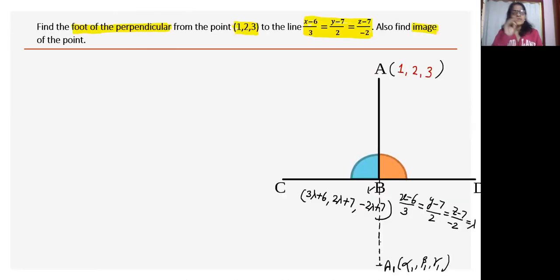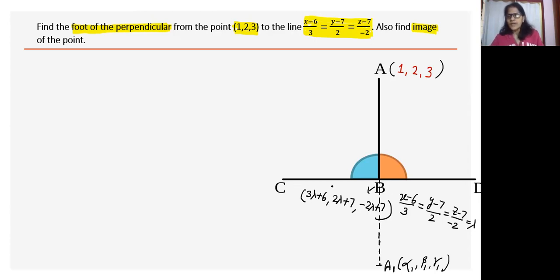So let us take a question and let me tell you how to apply the steps. The first one is: find the foot of the perpendicular from the point (1, 2, 3) to the line (x minus 6)/3 equal to (y minus 7)/2 equal to (z minus 7)/minus 2.